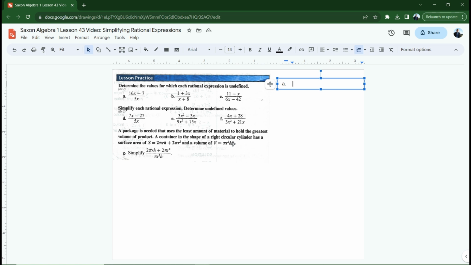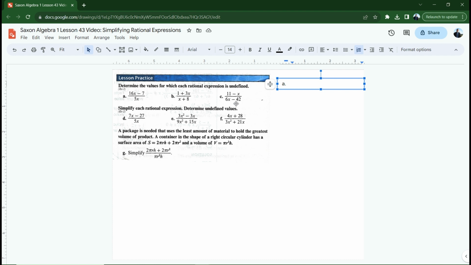In this lesson, we are going to be learning how to simplify rational expressions. Notice these are all rational expressions. We're going to jump right into lesson practice today. Rational expressions are expressions above and below a fraction bar.